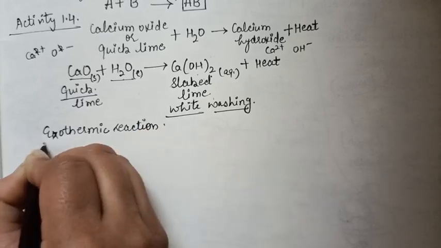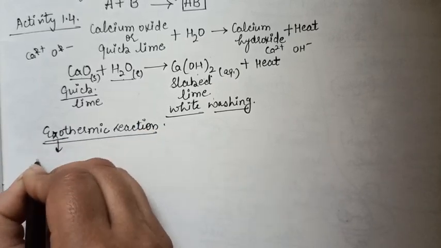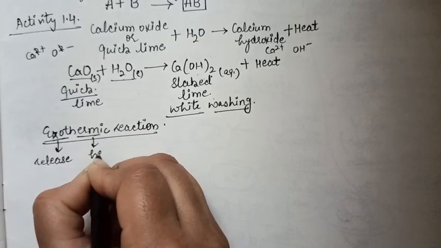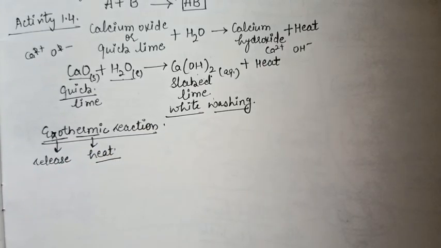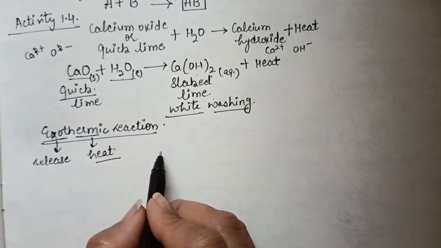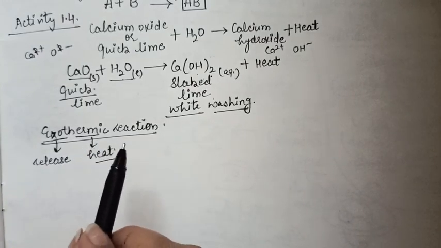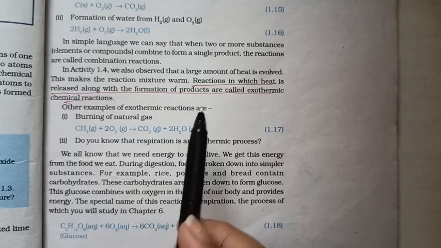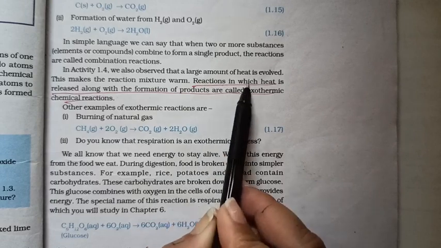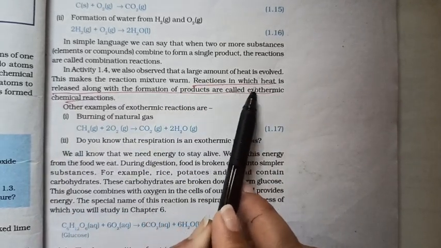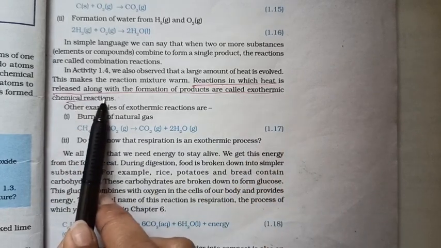Exothermic reactions, in which exo means release, thermal means heat energy. Okay, if in the reaction heat is released along with the product, then they are called exothermic reactions. Here the definition is given: reactions in which heat is released along with the formation of products are called exothermic chemical reactions.